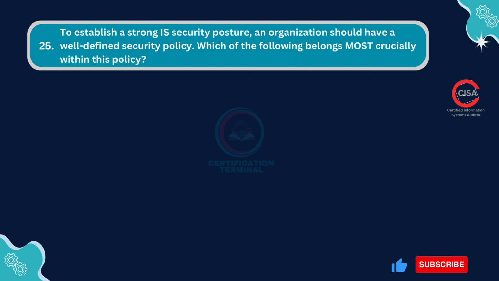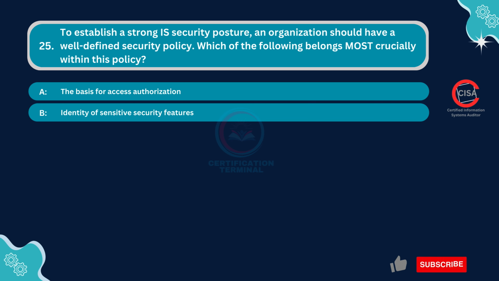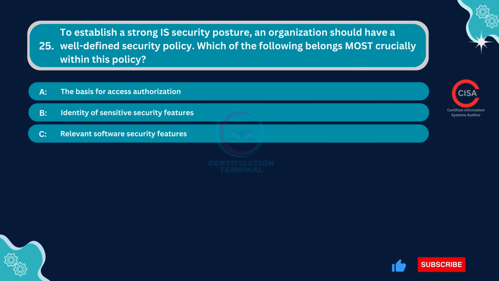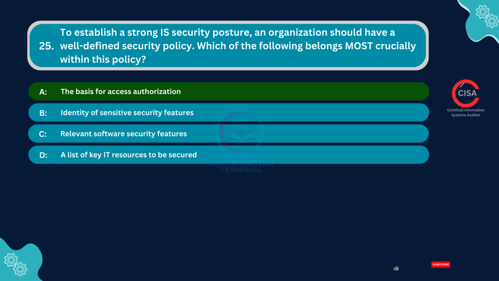Question number 25. To establish a strong information security posture, an organization should have a well-defined security policy. Which of the following belongs most crucially within this policy? Option A, the basis for access authorization. Option B, identity of sensitive security features. Option C, relevant software security features. Option D, a list of key IT resources to be secured. The correct answer is Option A, the basis for access authorization.